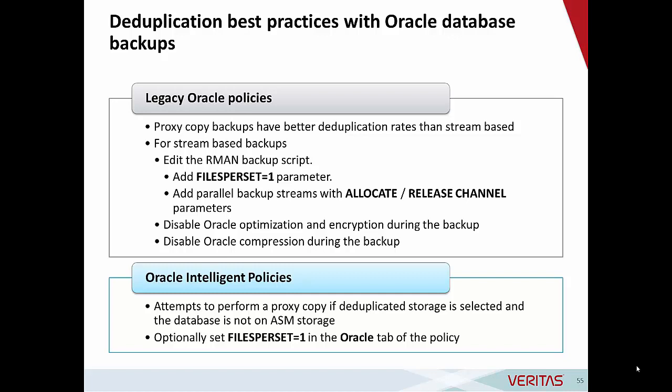Remember, we never want to encrypt data before deduplication. Let the dedupe engine handle that. When we talk about Oracle Intelligent Policies, because OIPs know that proxy copies get better dedupe rates, by default, OIPs will automatically attempt to perform a proxy copy if deduplicated storage is selected and the database is not on ASM storage. Optionally, if I wanted to do a streaming backup instead, I could set files per set equal to 1 in the Oracle tab of the policy.